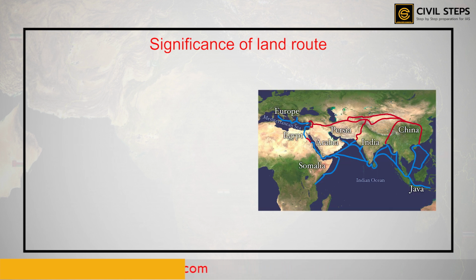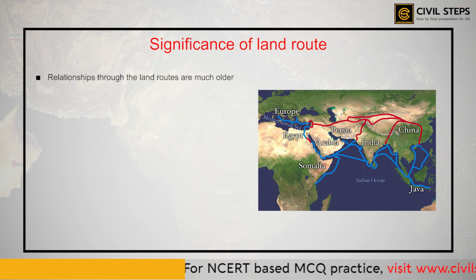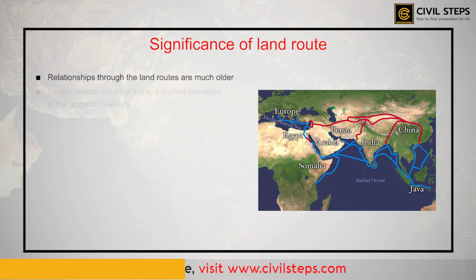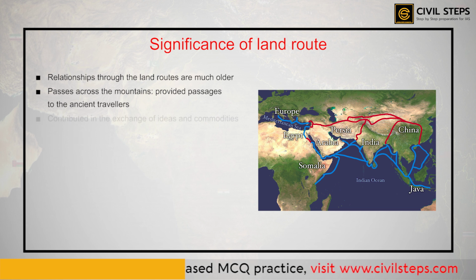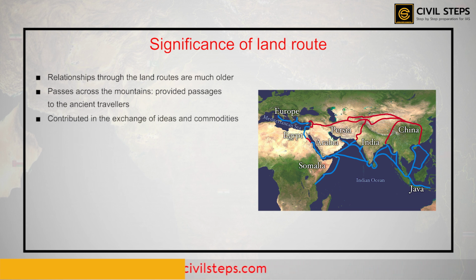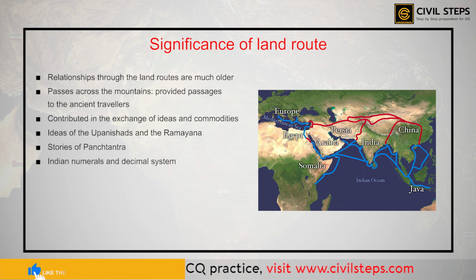India's contacts with the world have continued through ages, but her relationships through the land routes are much older than her maritime contacts. The various passes across the mountains in the north have provided passages to the ancient travelers, while the oceans have restricted such interaction for a long time. These routes have contributed to the exchange of ideas and commodities since ancient times. The ideas of the Upanishads and Ramayana, the stories of Panchatantra, the Indian numerals and the decimal system thus could reach many parts of the world.